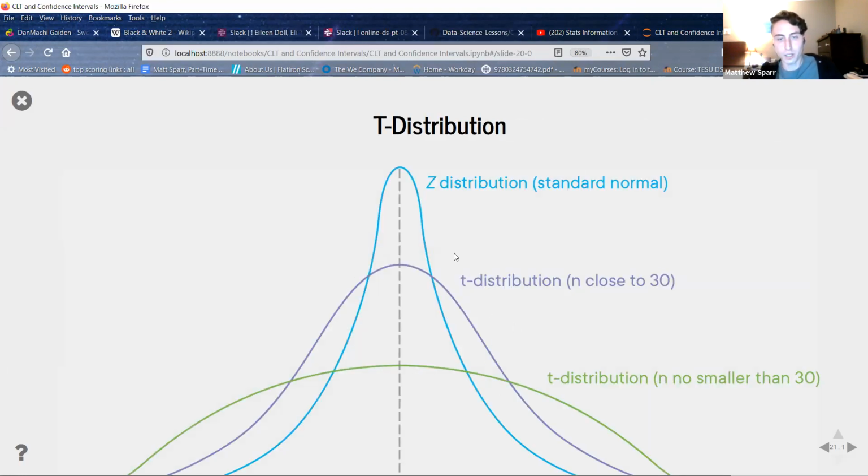So this here is a chart of different t-distributions and then also the normal distribution. So in general, t-distributions are a little bit shorter and fatter than the normal distribution. It basically accounts for some of the uncertainty since you're using the standard deviation of the sample and that might not be the exact same as the standard deviation of the population. But you can see as you get higher sample sizes, the t-distribution will start to approach the normal distribution.